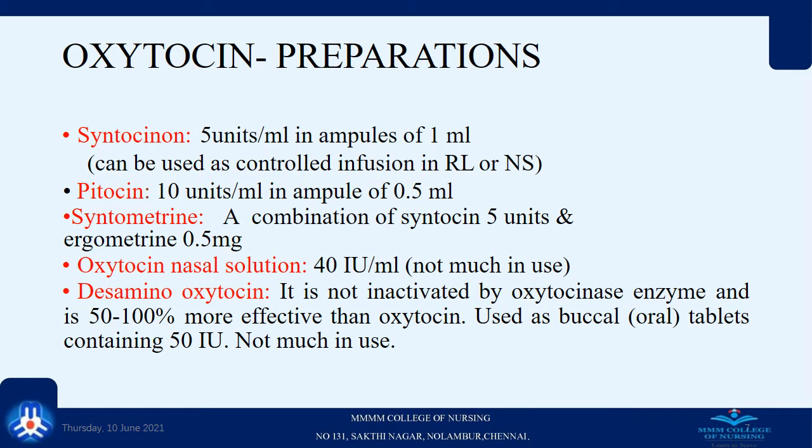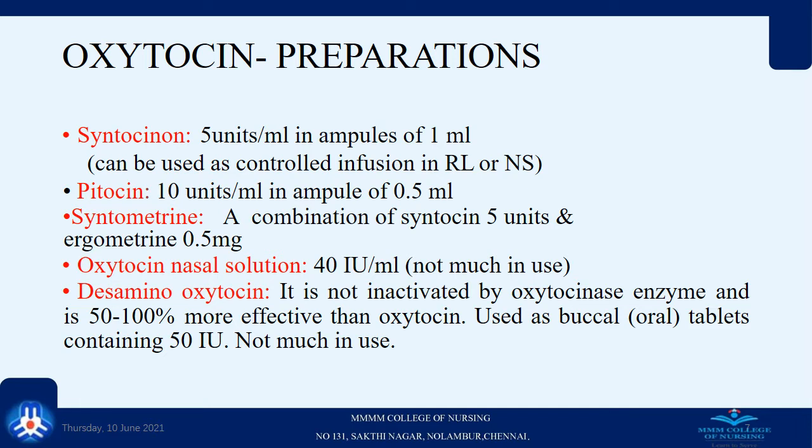Next is synthometrin. Synthometrin is the combination of syntocinon and ergometrine, where syntocinon is 5 units and ergometrine is 0.5 mg. So this is a combination of two things. The next is oxytocin nasal solution. It is available in 40 international units per ml. It is not of much use.